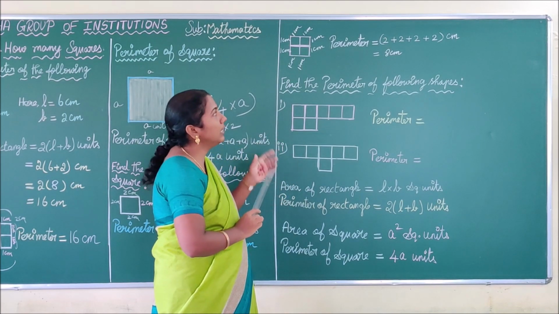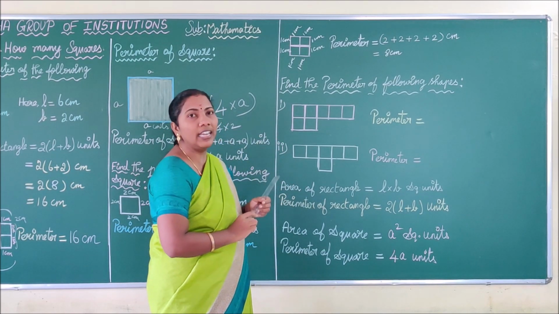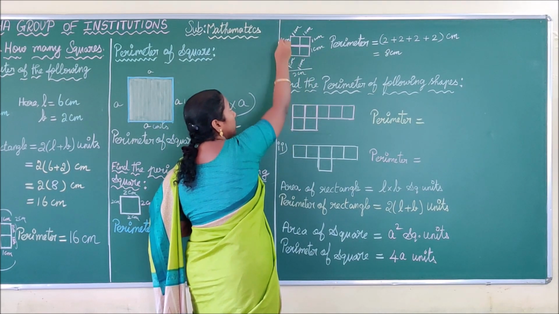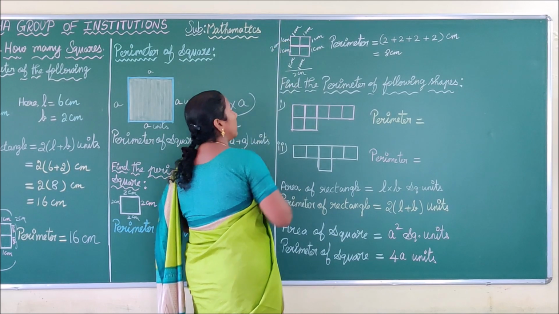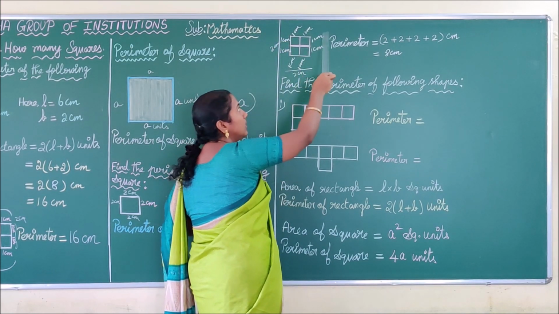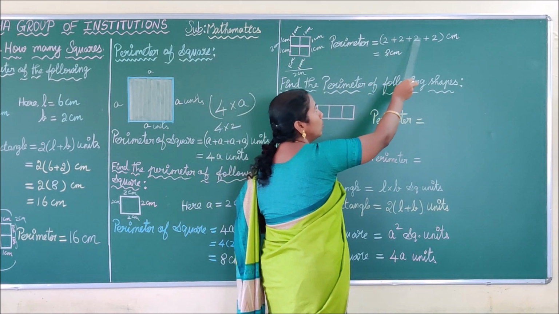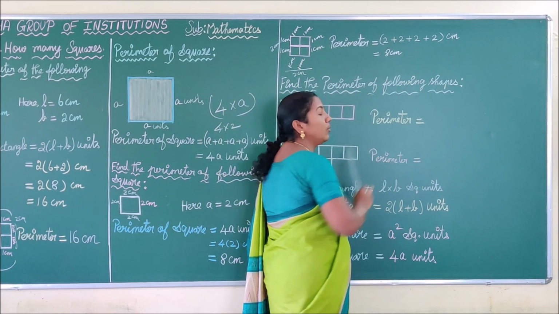Okay, to calculate the perimeter we have to just add the length of each side. What is the length of this side? 2 centimeters. Similarly here also 2 centimeters. This side also 2 centimeters. This side also 2 centimeters. Thus perimeter equal to 2 plus 2 plus 2 plus 2, which is equal to 8 centimeters.